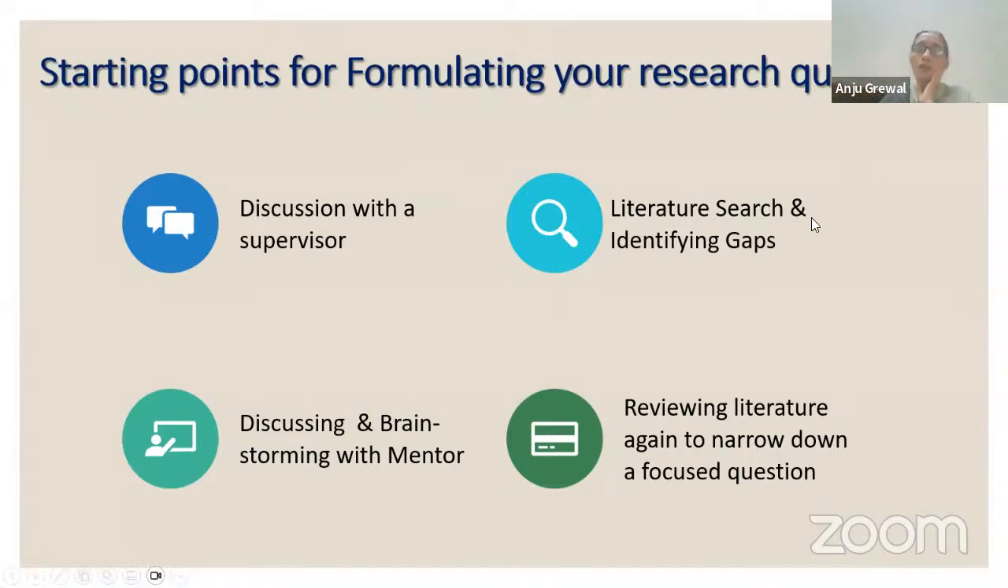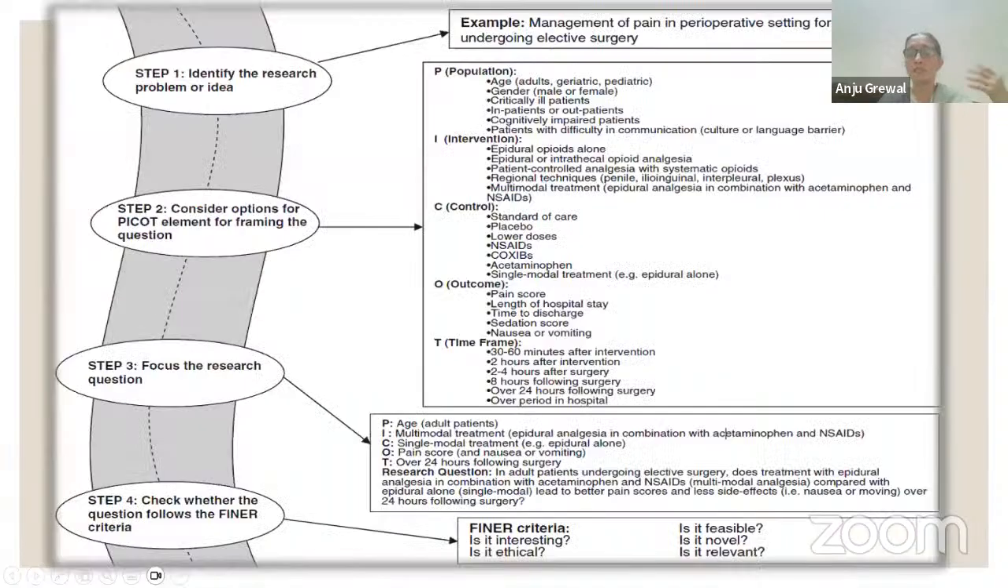So after a thorough literature search on that particular topic, we should be able to do a scoping review or a systematic search, which will help us identify the gaps in the literature and see whether the question that is in your supervisor's mind has answers available in the literature, or whether there are still gaps. And what are those gaps? Can we actually specify and thrash them out more threadbare? That would need a lot of brainstorming with your mentors, going back to your review, and then re-reviewing your literature to narrow down on a focused question.